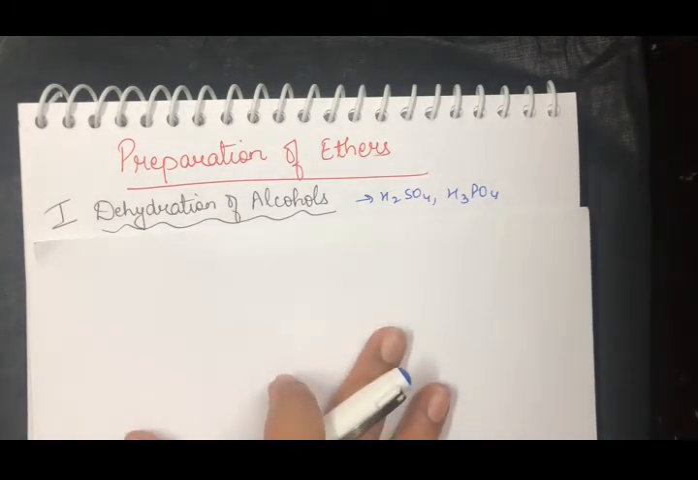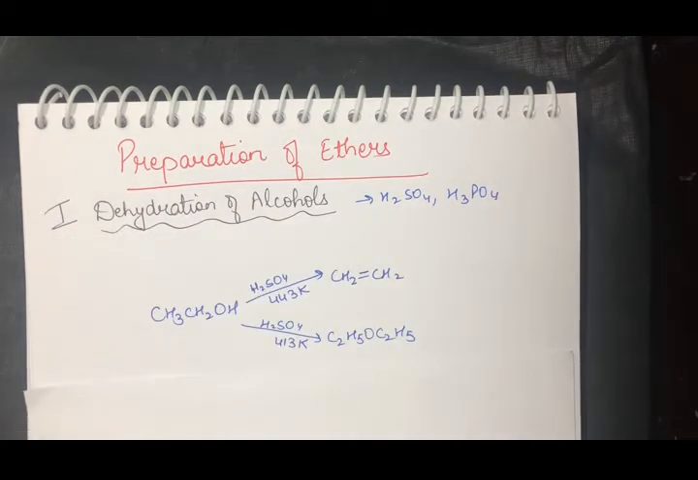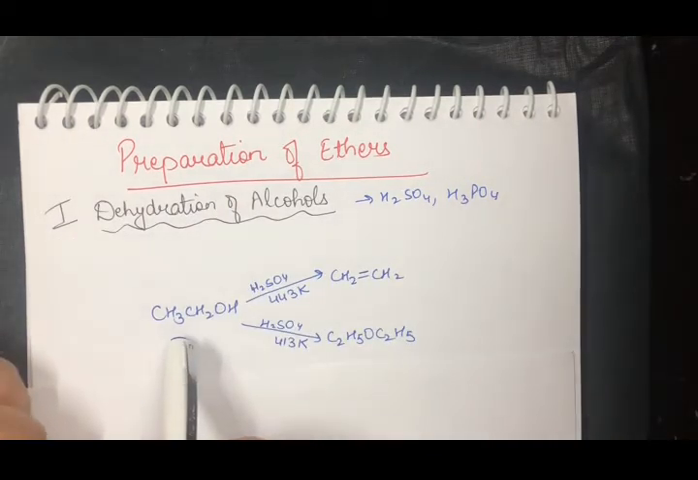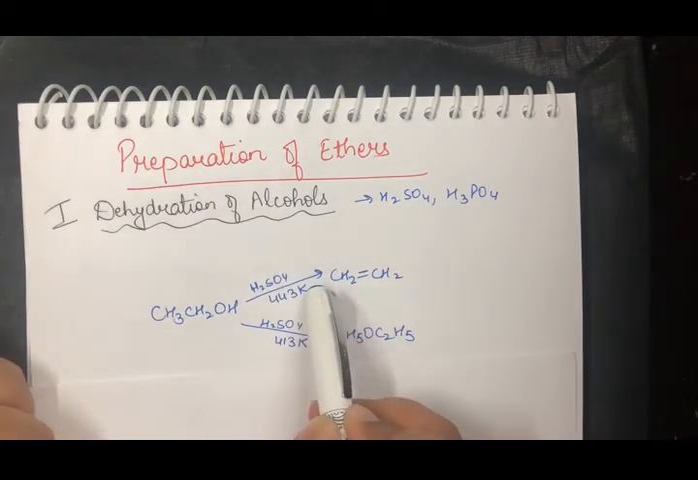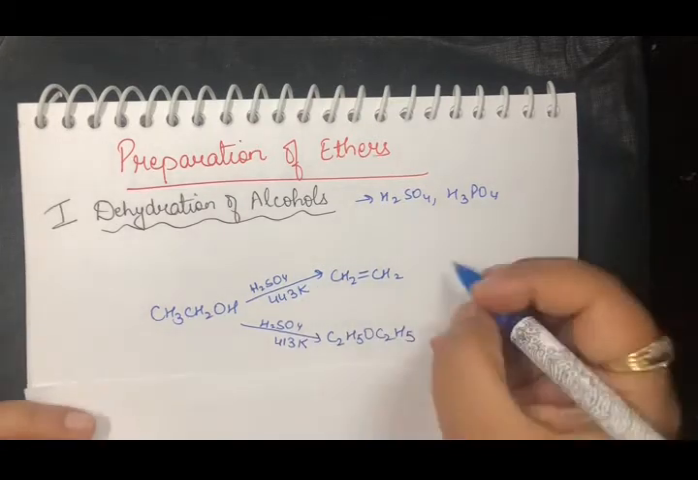Now there is another thing that you have to always keep in mind while writing the products for a reaction: whenever you are writing the products of the dehydration of alcohols, they depend upon the conditions. Now what conditions am I talking about? This is my alcohol. Now if you are doing the dehydration under protic acid at a very high temperature like 443 Kelvin, it will give you an alkene.